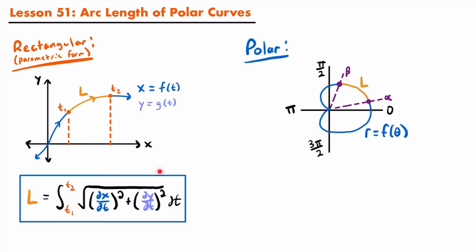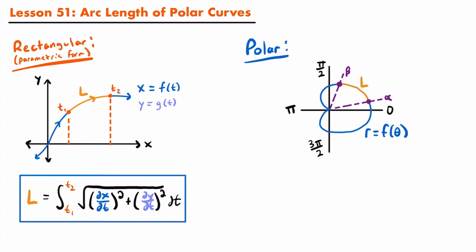All right, and so you've seen this before. This is how you calculate the arc length of a curve when it's represented by parametric equations. But the reason that we revisited calculating arc length in parametric form is that it's going to help us determine how to calculate arc length in the polar coordinate system for polar curves.